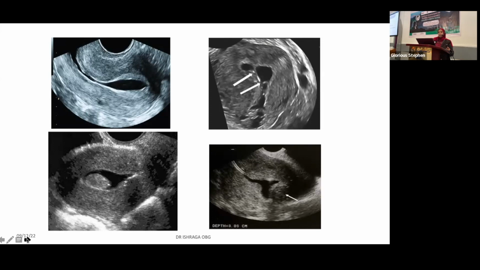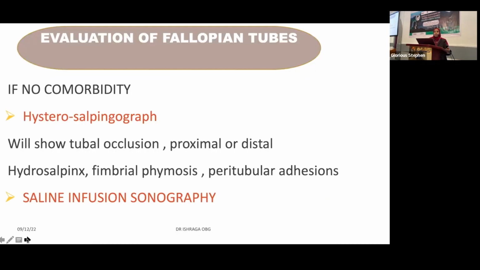Evaluation of the fallopian tubes. If no comorbidity, no previous surgery, no pelvic infection, we can use hysterosalpingography also for the evaluation of the tubes, and it will show tubal occlusion, whether proximal or distal, any hydrosalpinx, fimbrial phimosis, or peritubal adhesions. Also for tubal patency, we can use saline infusion sonography.